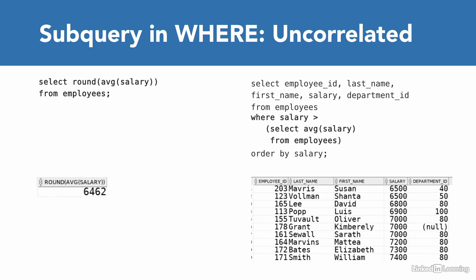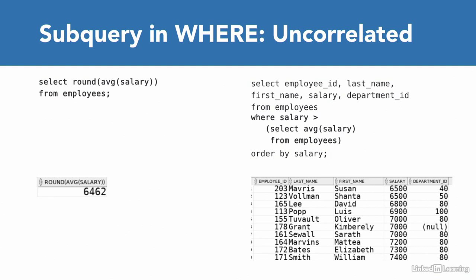In the example, I want to find all employees whose salary is greater than the average salary of all employees. The first select query shows what I'm going to compare all other salaries to, and in the second select query, I put it into action and make it part of the where clause, comparing the salary column in each row to the average salary across all employees.